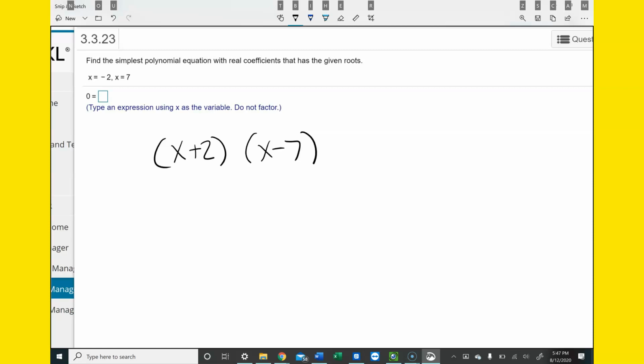Then it does not want me to have it in factor form, I don't think. It wants me to type the expression not as factored. So I think I need to FOIL this out. So that's going to be x squared minus 7x plus 2x, so that's minus 5x minus 14. So that should be the answer to that problem.